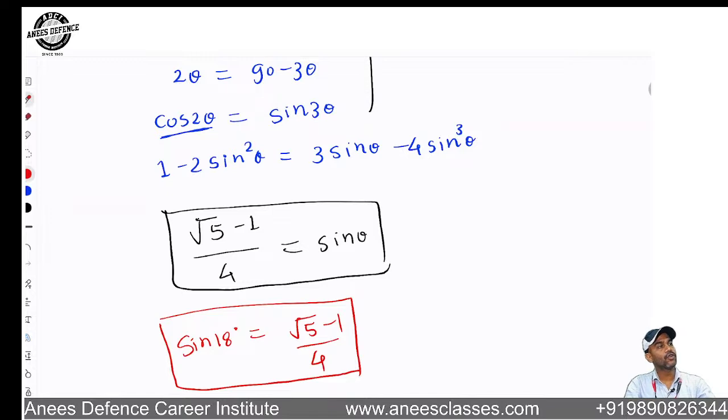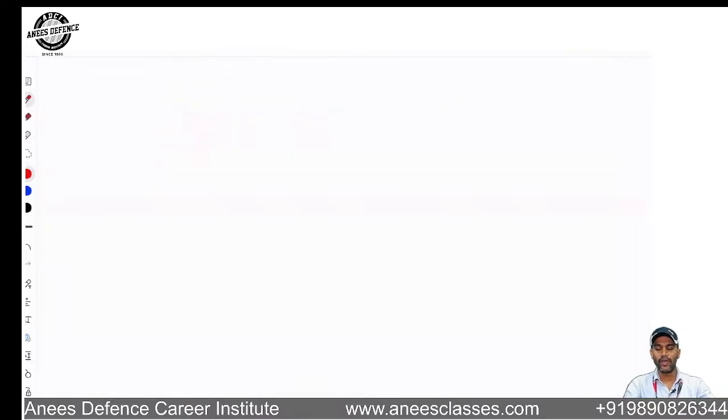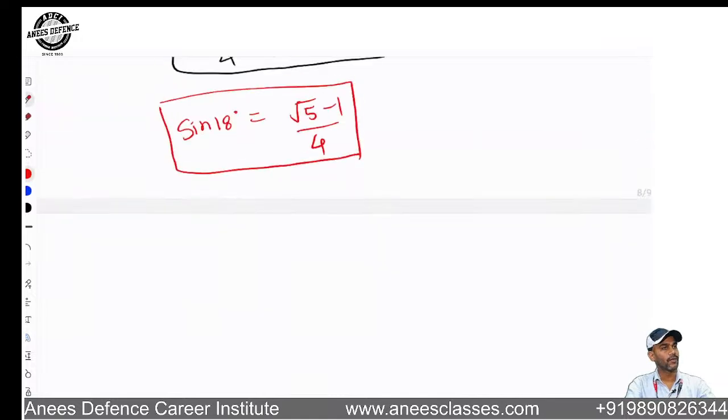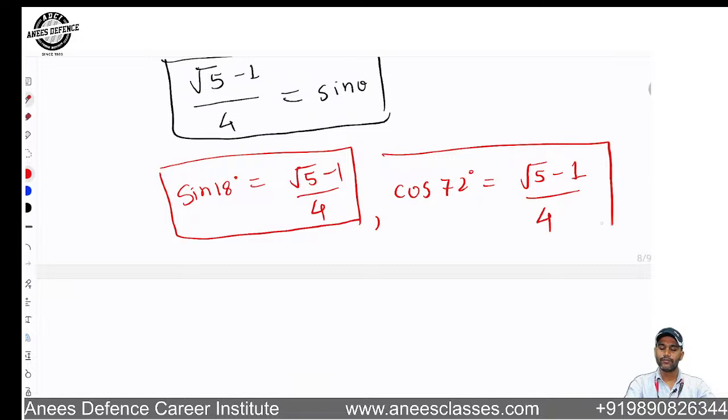Because 90 plus theta. If a plus b is equal to 90, then sine a is equal to cos b. Yes or no? So if sine 18 is root 5 minus 1 over 4, then what would be the value of cos 72? It would be the same, root 5 minus 1 over 4. So this is the value of sine 18 as well as cos 72.